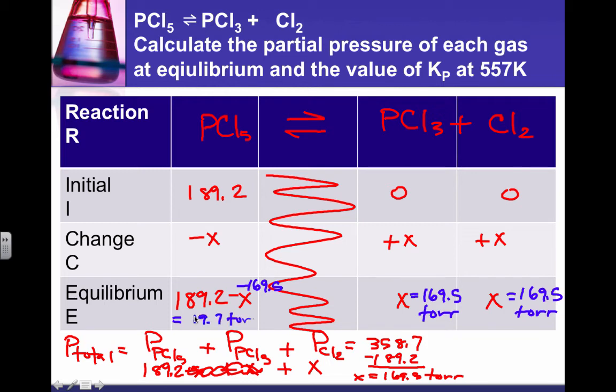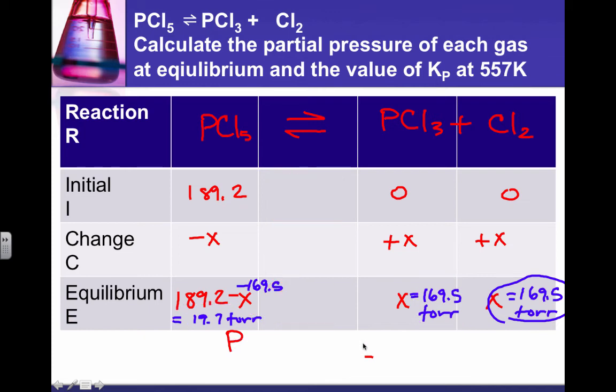So now that I have values for each gas at equilibrium, I have something to put into my Kp expression. Remember, the K expression can only have equilibrium values in it, so it's important that we figure out the pressures at equilibrium.